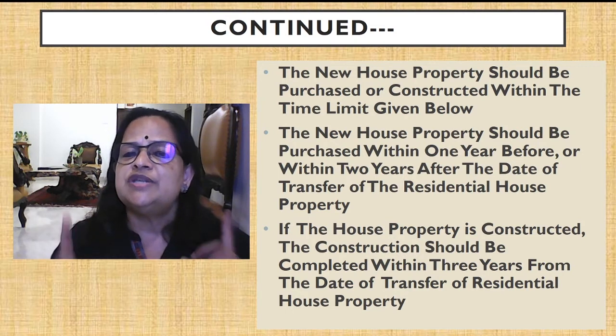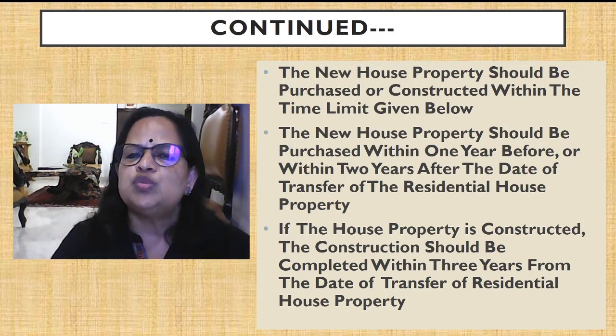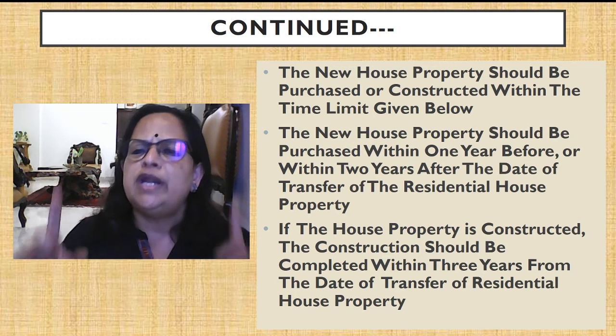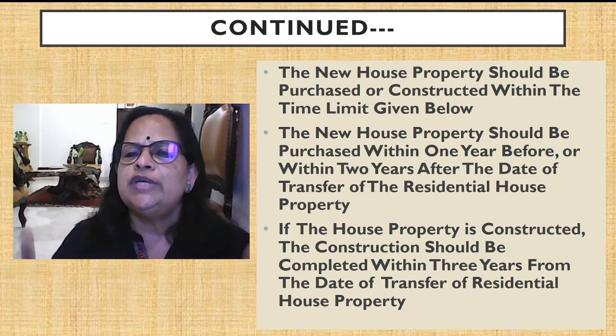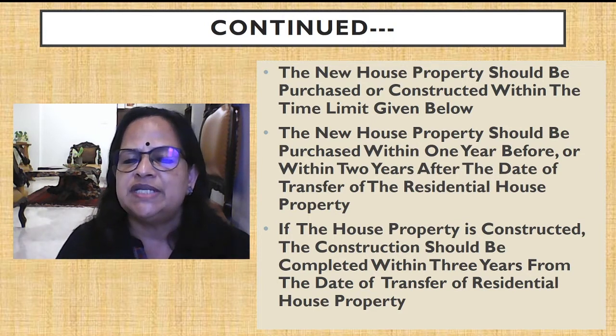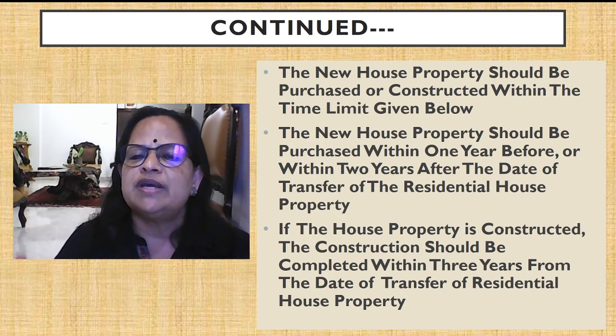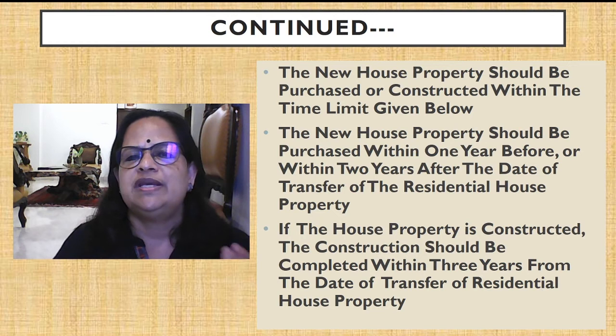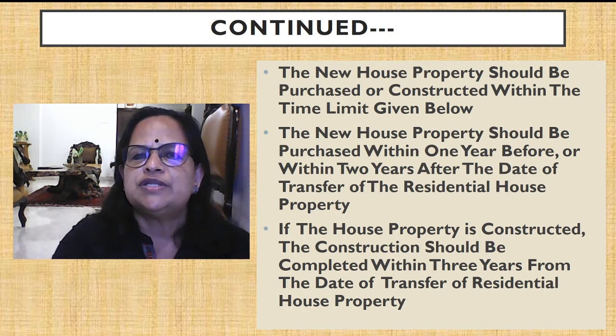So these conditions are very important. The new house property should be purchased within 1 year before or within 2 years after the date of transfer of the residential house property. Next point is, if the house property is constructed, the construction should be completed within 3 years from the date of transfer of the residential house property. This is also very, very important.